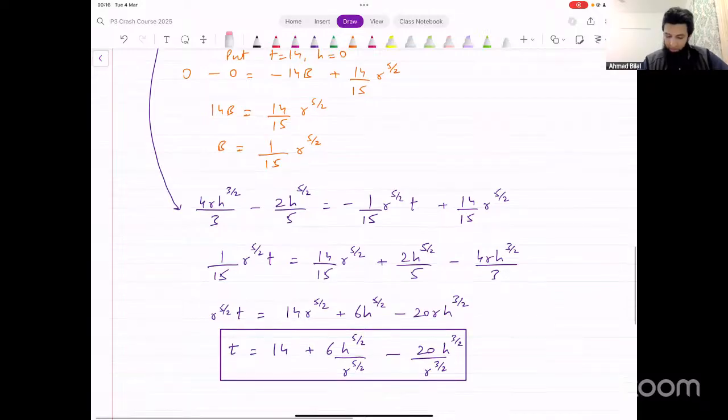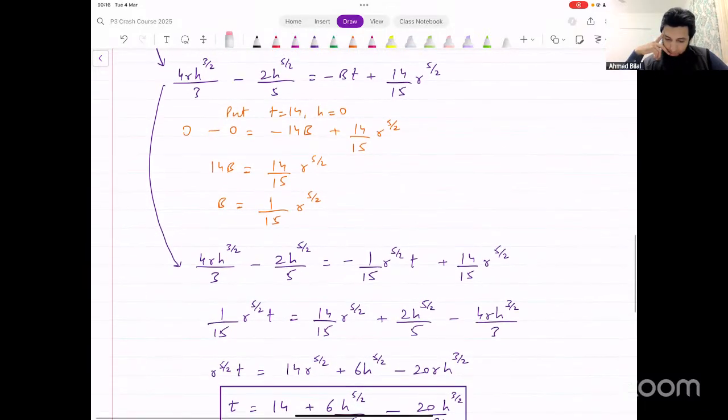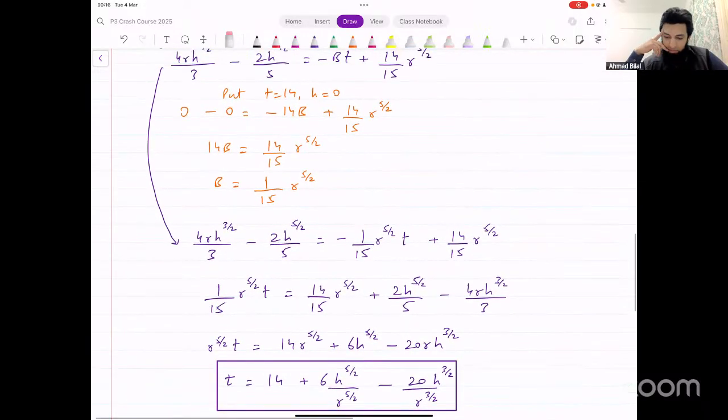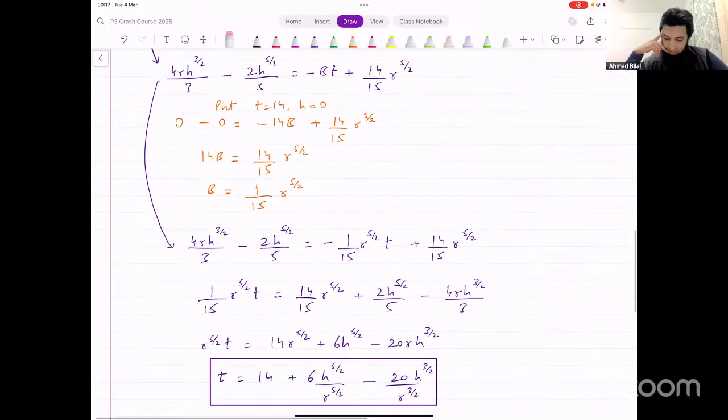I missed 14. Where exactly? Where did I miss 14? Sir, it was minus 14b, and the value of b is 1/15, so you will put minus 14 then. Okay, my mistake. So this is t in terms of h and r. All right.